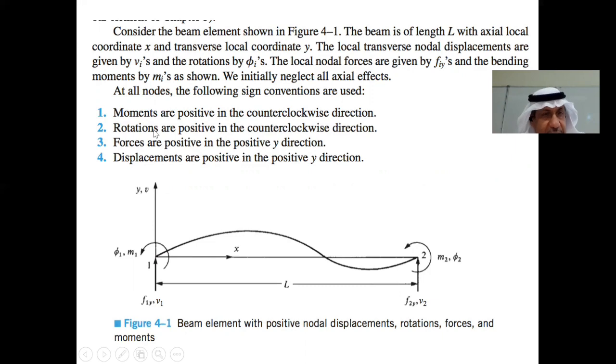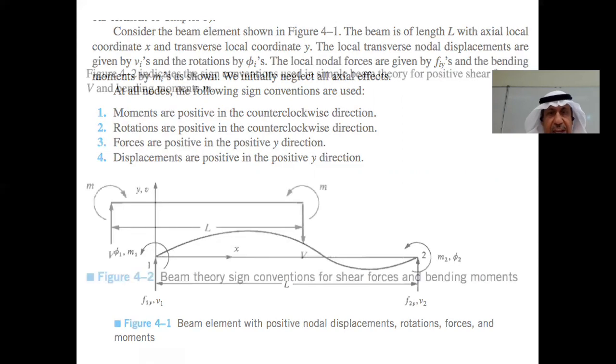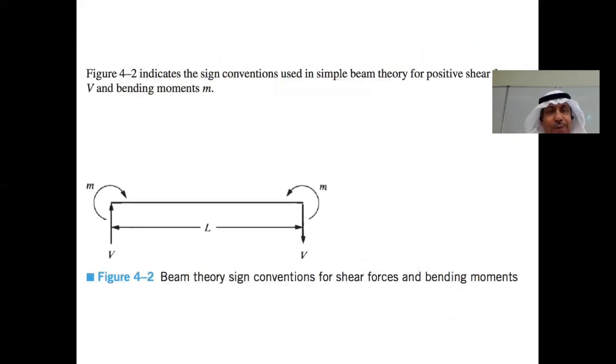Moments are positive counterclockwise, and rotation is also in the same direction as the moment. You see phi1 and m1, counterclockwise. At node 2, phi2 and m2, counterclockwise. I know this is not in equilibrium. You cannot have a beam like this, counterclockwise here and counterclockwise here, with the force up. Not an equilibrium. This is just sign convention. We will see another element which is in equilibrium, and then we'll compare this one with that one.